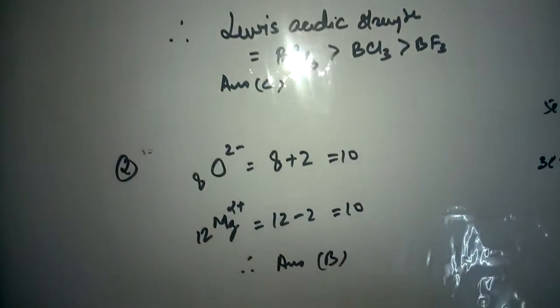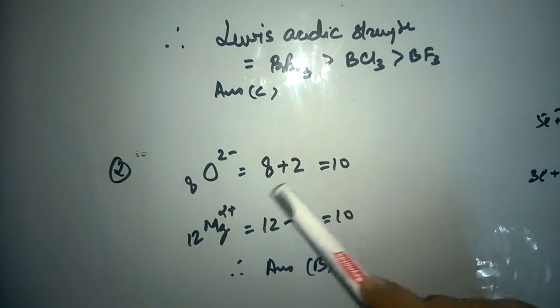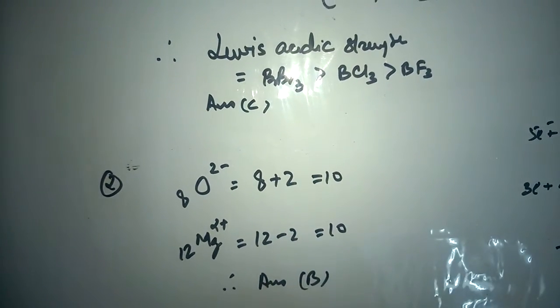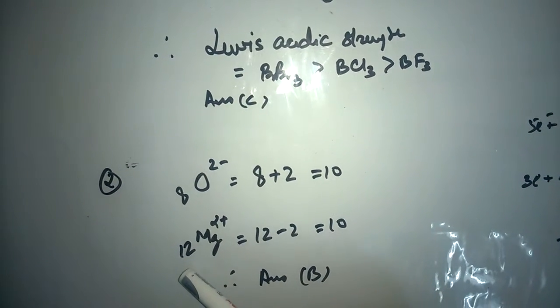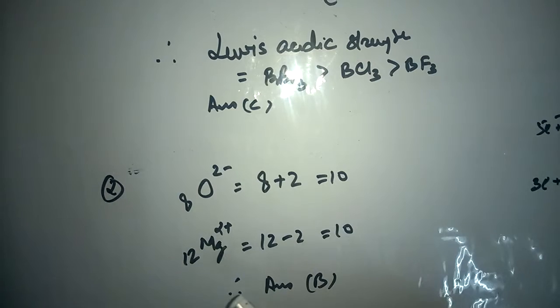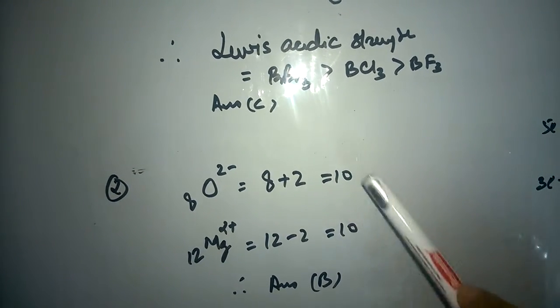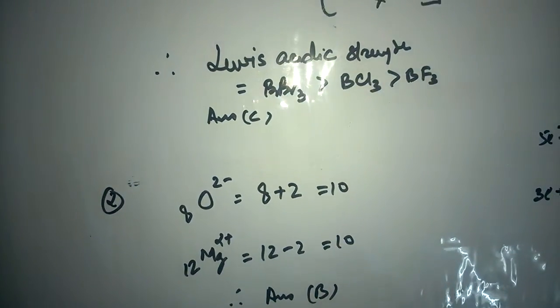The next question is very easy. Oxygen contains 8 electrons and 2 minus, that means it has 2 extra electrons, which makes it 10 electrons. Magnesium has 12 electrons in neutral state. If we have plus 2, we are removing 2 electrons from its outermost shell. Therefore, the number of electrons remaining is again 10. So O2 minus is isoelectronic with magnesium 2 plus, and the answer is B.